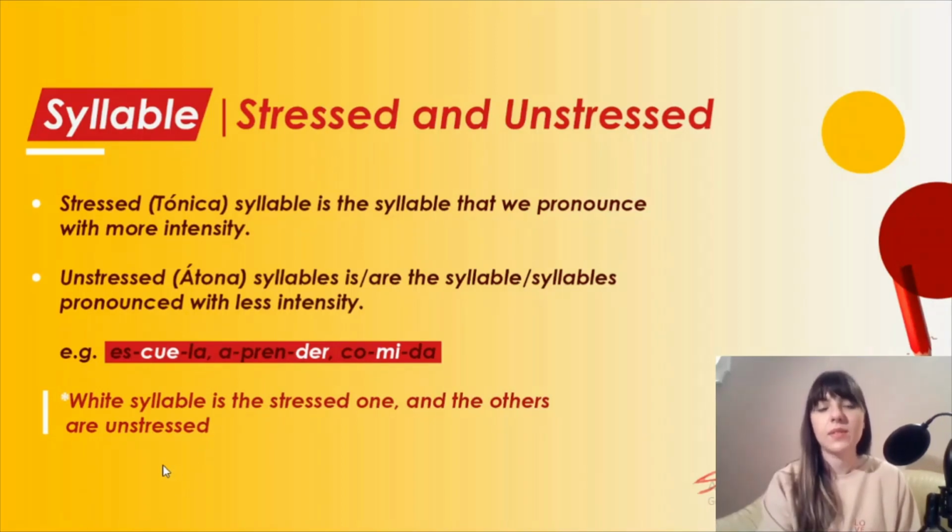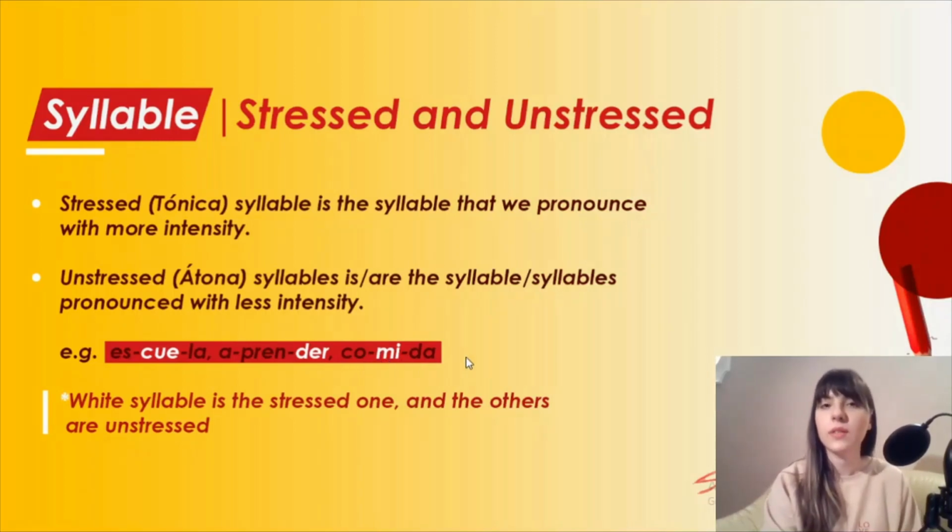Let's see the examples. We have here the word escuela. It has three syllables and the second one is the stressed one. The next example is aprender. It has also three syllables and the last one is the stressed one. And the last example is comida and the second syllable is the stressed one. In this example, we will see why this second one is the stressed syllable.